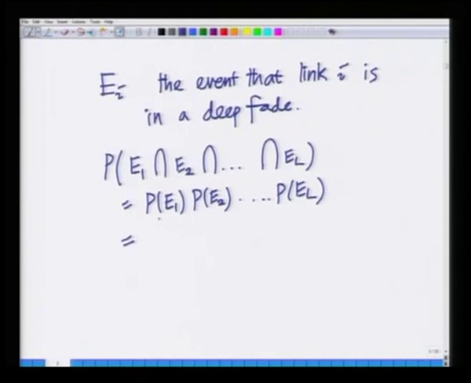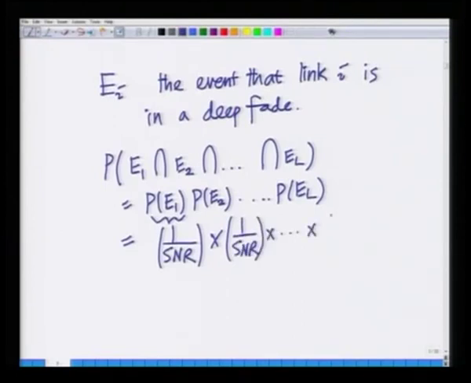Now, we know that probability of E1 is nothing but the probability that link 1 is in a deep fade, and that is 1 over SNR. Similarly, the probability that link 2 is in a deep fade is P(E2), which is also 1 over SNR.